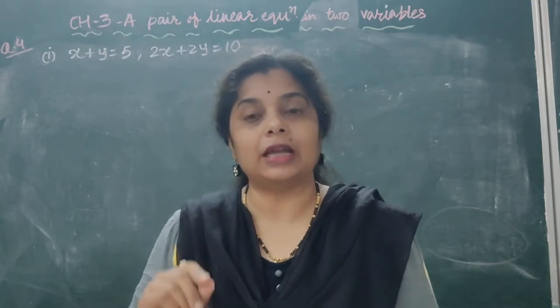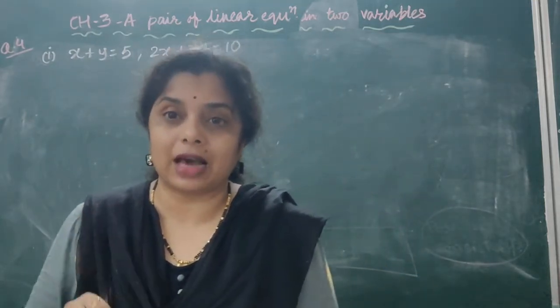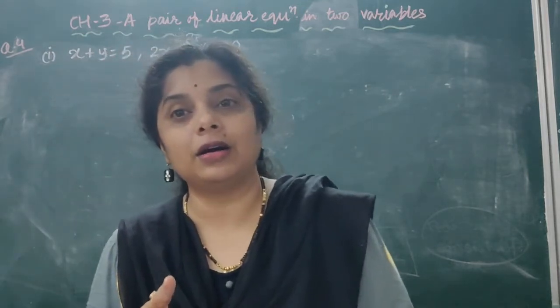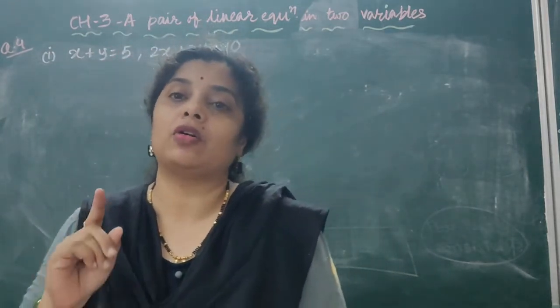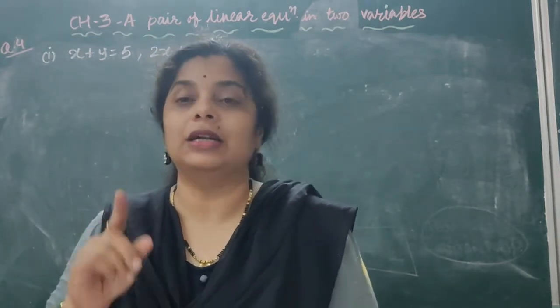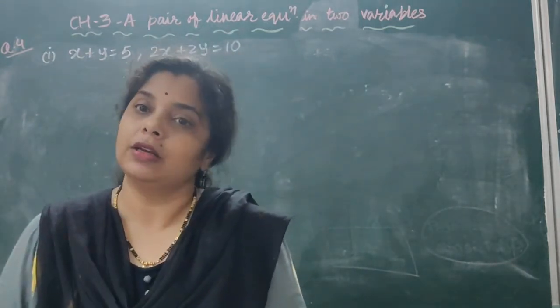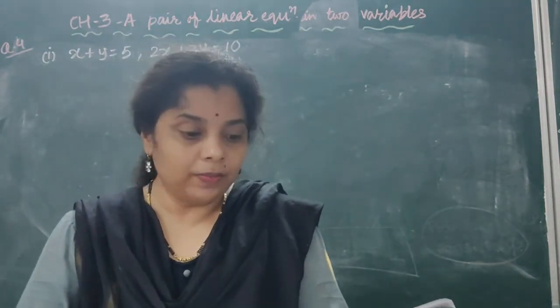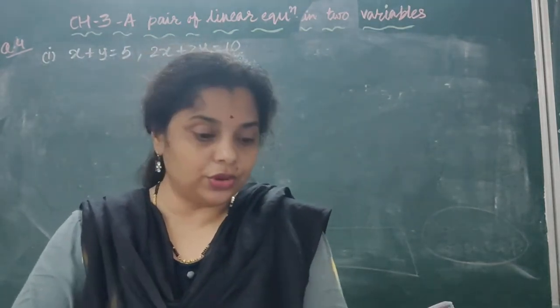Here we will get coincident lines, and coincident lines are also called a consistent pair of linear equations. As I told you, it is also called a dependent pair of linear equations. Okay. Now you can do the next one yourself. We will move to the 4th question.